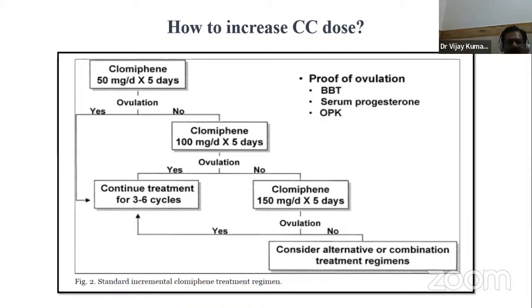This is nothing but the flow chart. How do you manage a case with clomiphene citrate? As I told you, the dosage can be slowly increased to 100 milligram. Again, after 3 cycles, if she doesn't ovulate, you can increase it to 150 milligram.